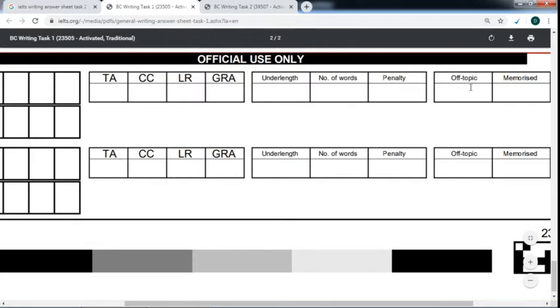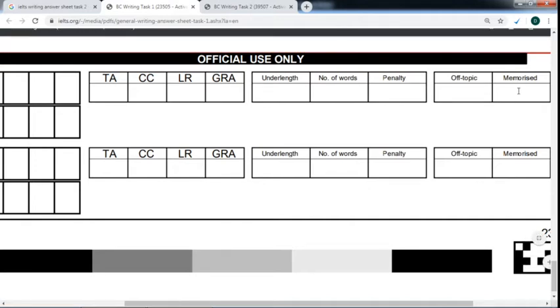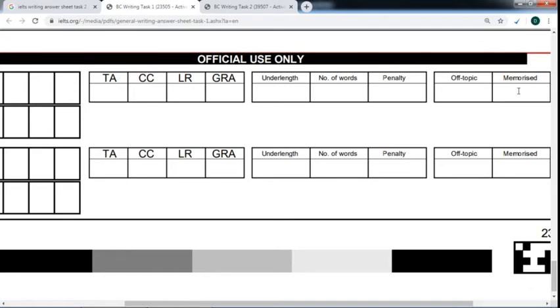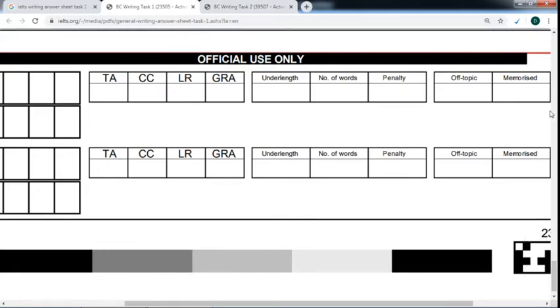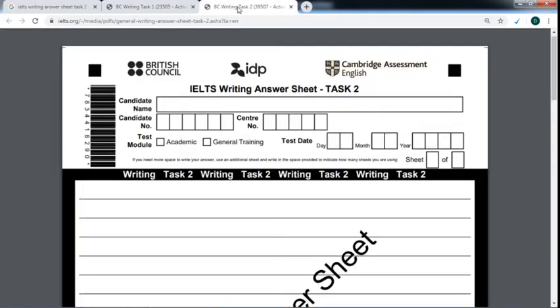They will also notice if you have written off topic and if your answer is memorized. Some people use a leaked question, but after taking the leaked question you would write a memorized essay, so you would lose marks. And if some people have a ready-made template and just fill in some words, this is also memorized, and the examiner would notice it very well.